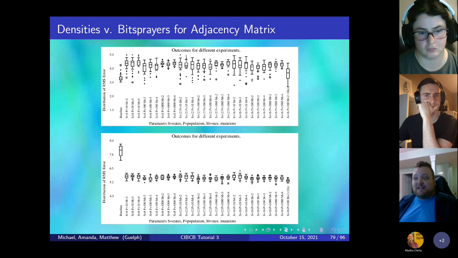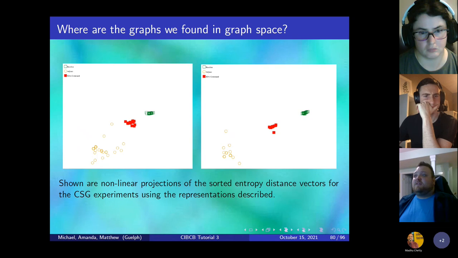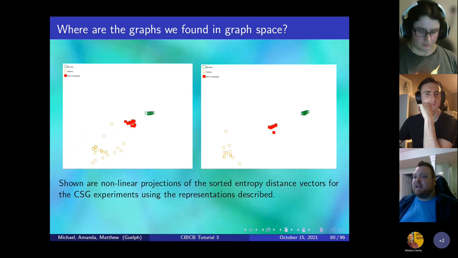And so where do these graphs fall in graph space? Shown are the nonlinear projections of the sorted entropy distance vectors for the CSG experiments using the representations described. The baseline outcomes are in green squares. The SDA used to specify operations, or edge editing operations, are in red, and the adjacency matrix in orange. And so as you can see, the adjacency matrix representation is able to do a much better exploration of the space than either the baseline or the SDA command type.